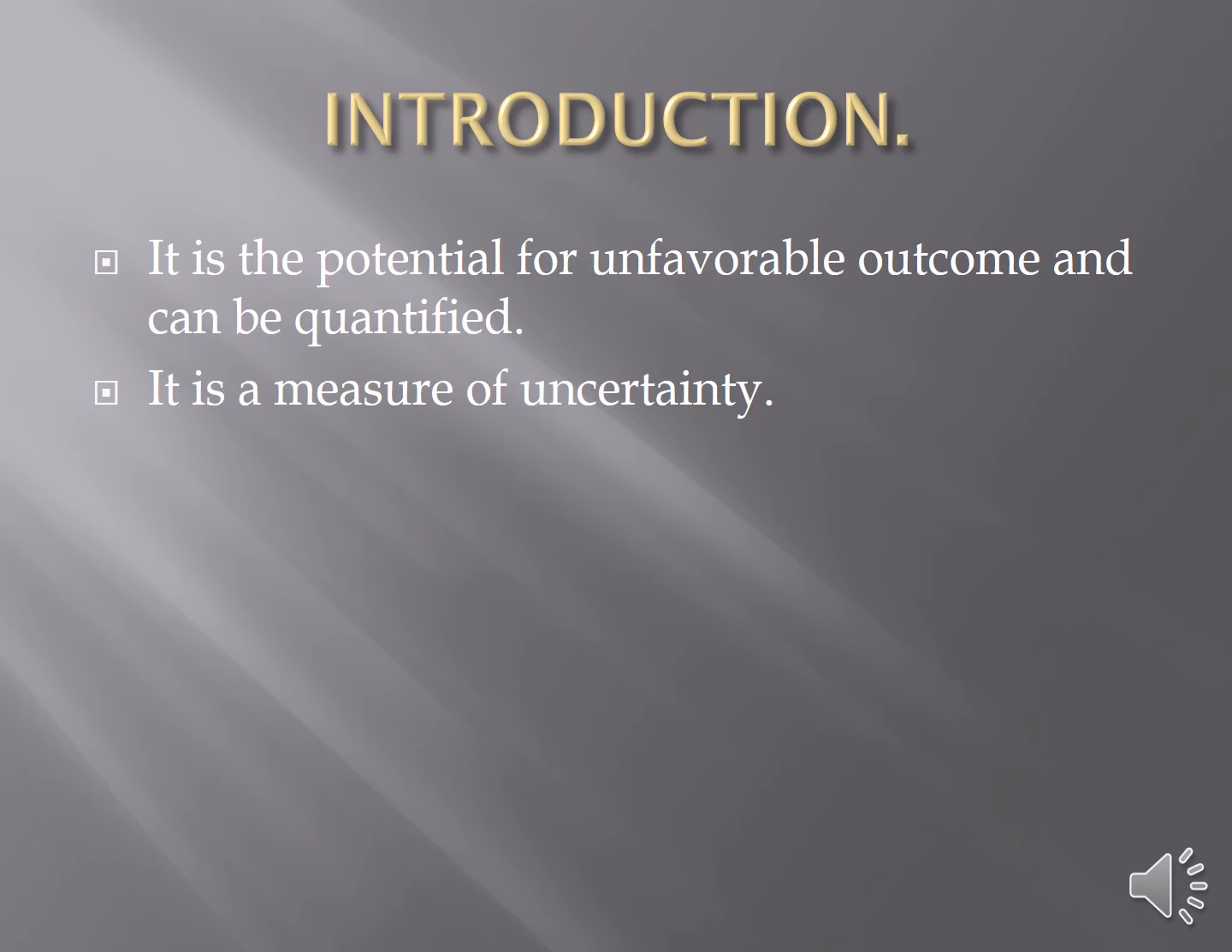Introduction. Risk is just the potential for an unfavorable outcome, and that can actually be quantified. That means risk can be measured. So it is also a measure of uncertainty. And what is uncertainty? Uncertainty refers to the set of possibilities, positive or negative, whose measure is an assigned set of probabilities.